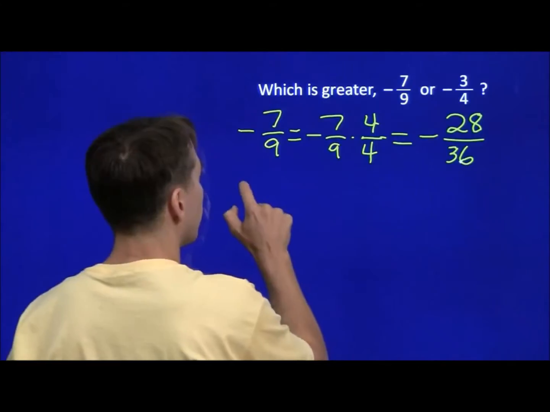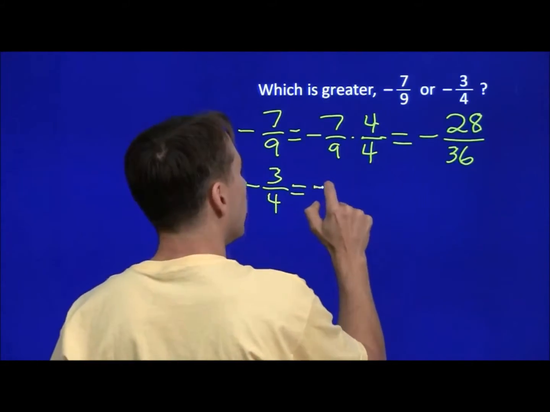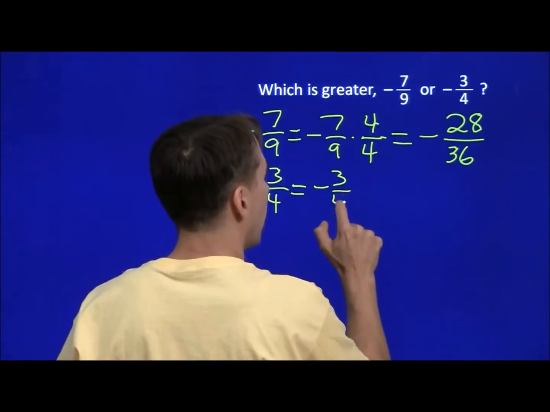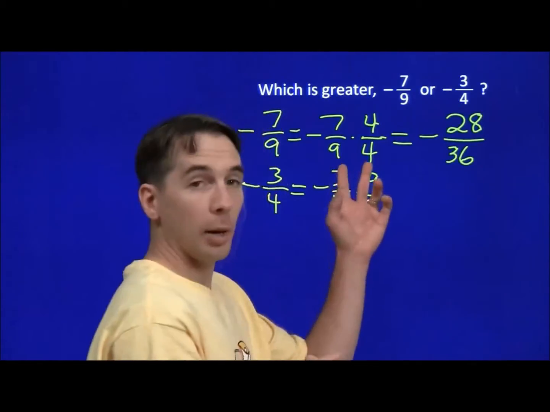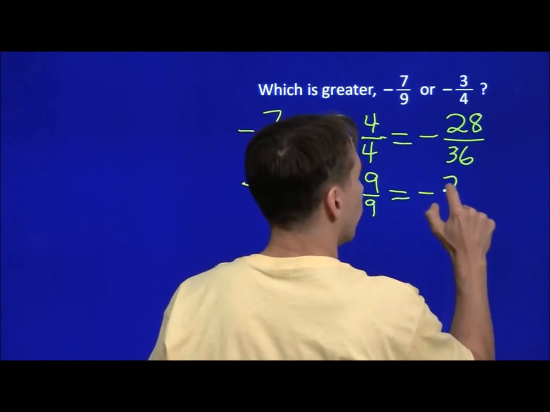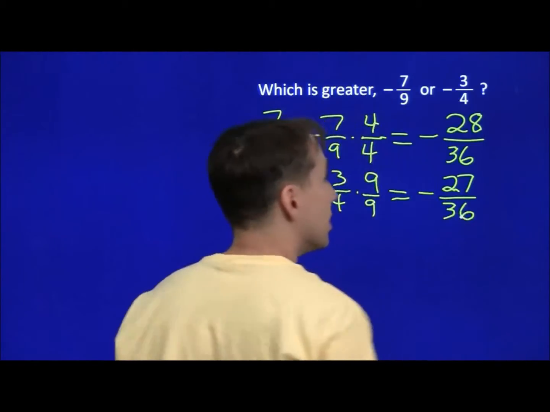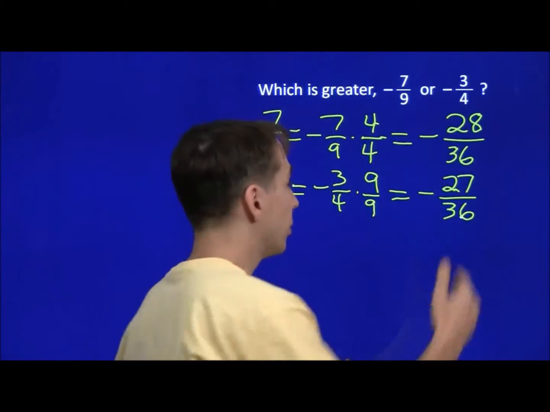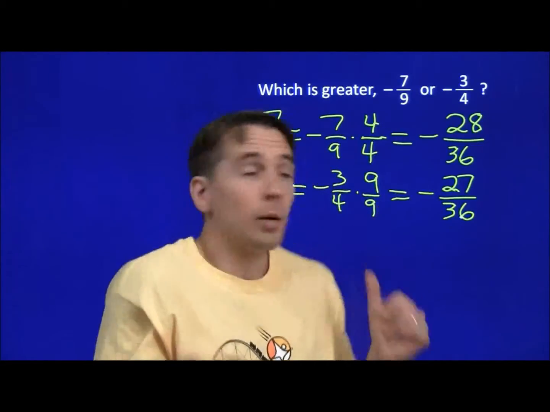And we'll take negative 3/4, and we'll multiply that one by 9 over 9. So what we've done here is made both denominators, each denominator is the product of 9 and 4. And sure enough, as planned, the denominators come out the same. They're both 36, so my fractions are negative 28 over 36 and negative 27 over 36. Now that the denominators are the same, we can compare them.